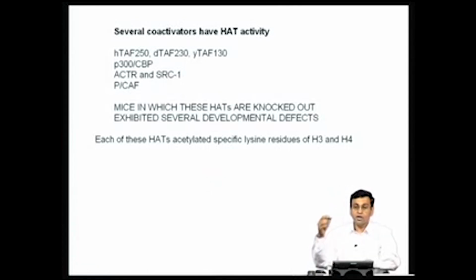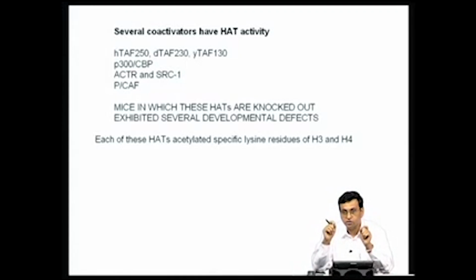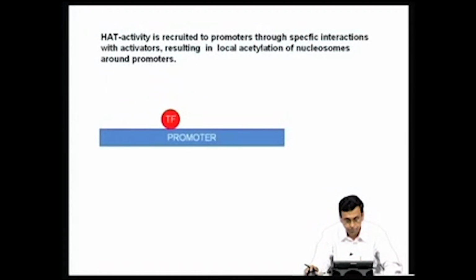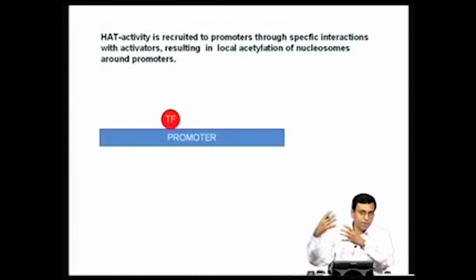As I told you, histones are basic proteins, and each of these H3 or H4 histones contains a number of lysine or arginine residues. And interestingly, each of these HATs recognizes a specific lysine residue or a specific arginine residue in either H3 or H4. So, these are highly specific acetylation reactions involving select lysine or arginine residues of H3 or H4. So, you can now see a concept emerging.